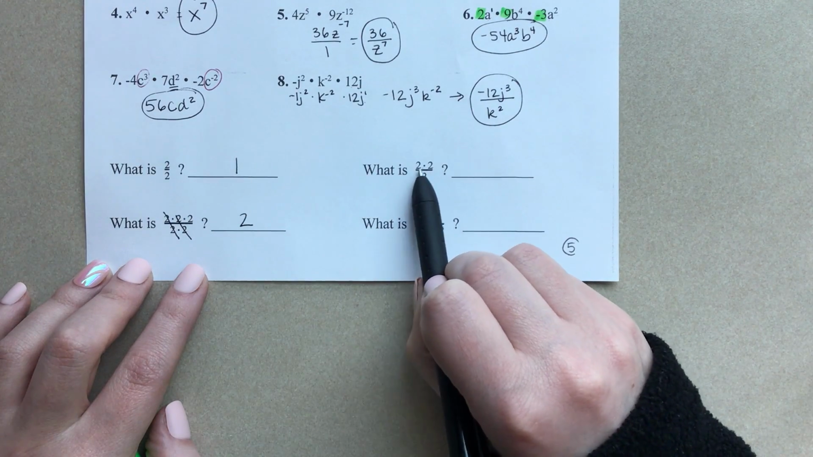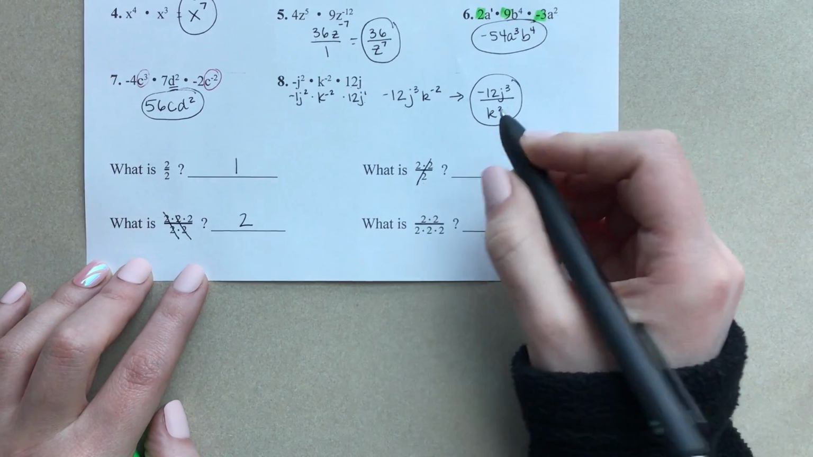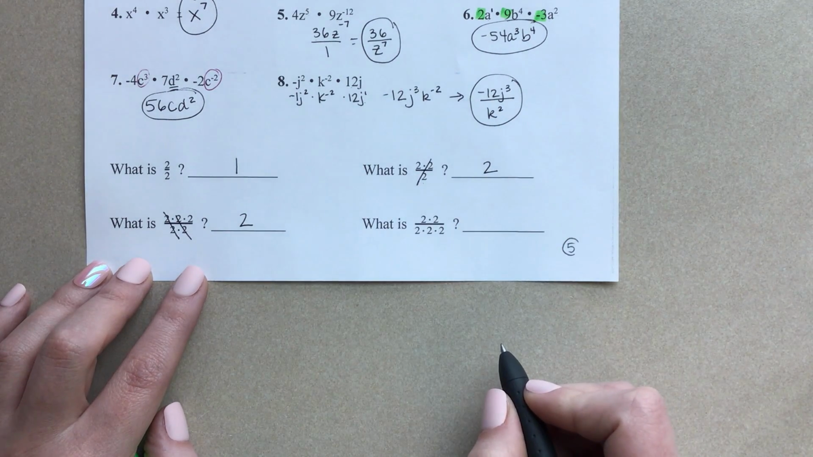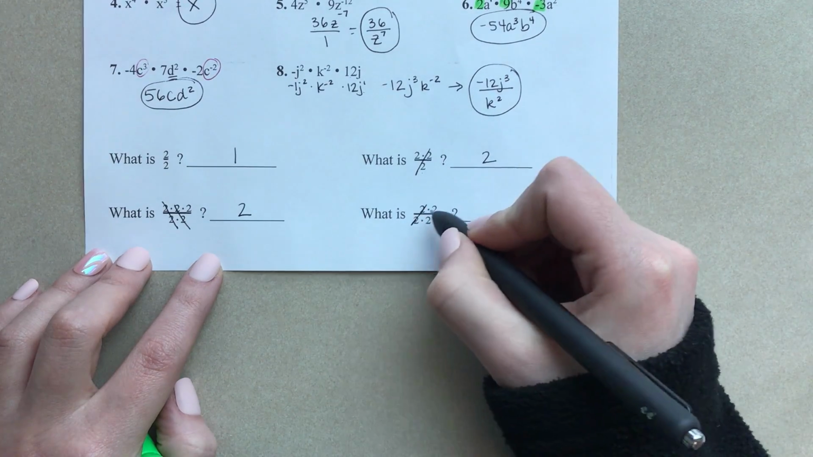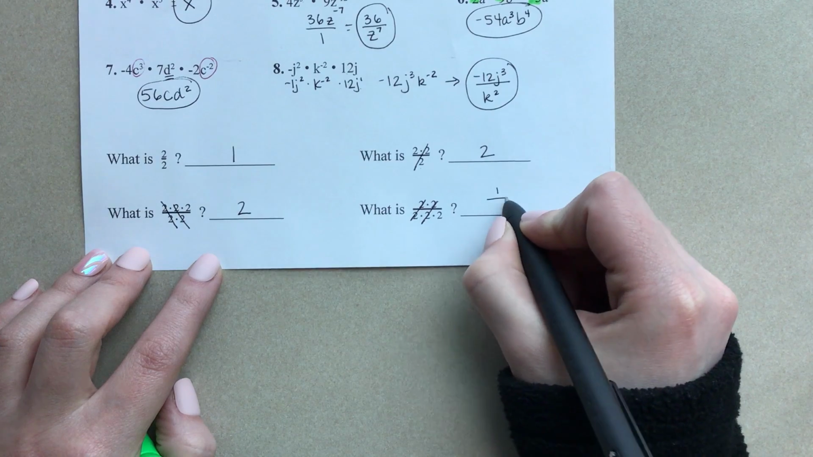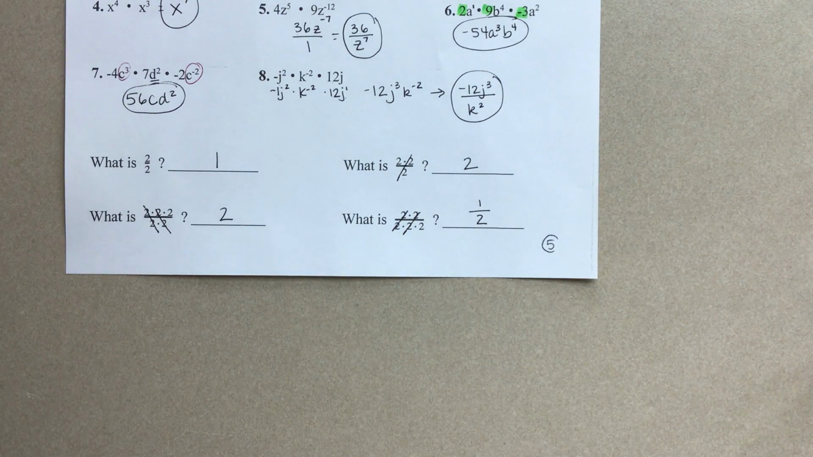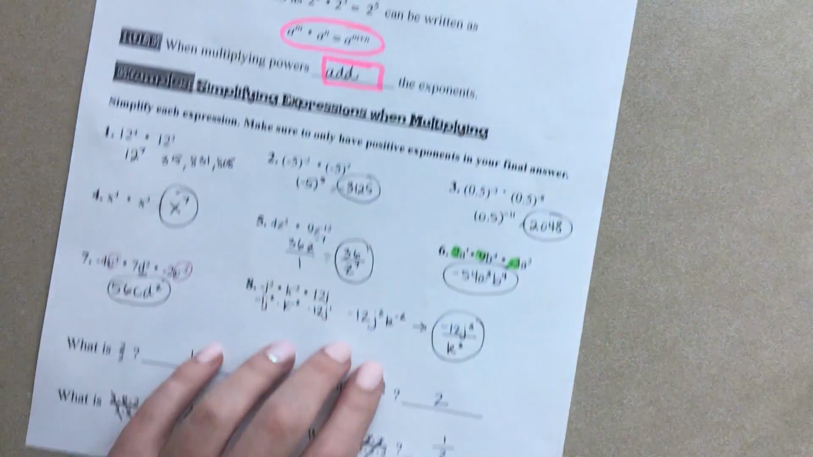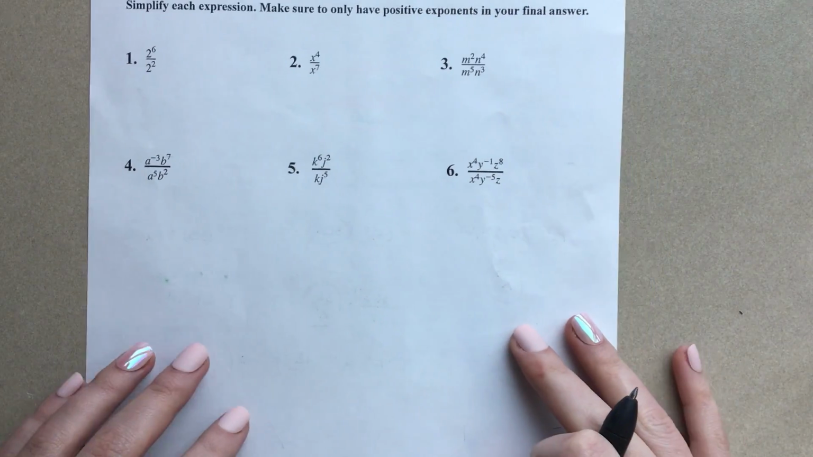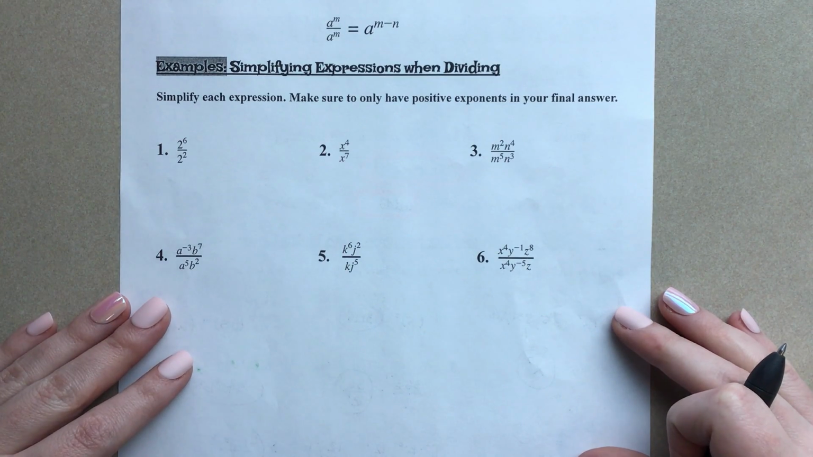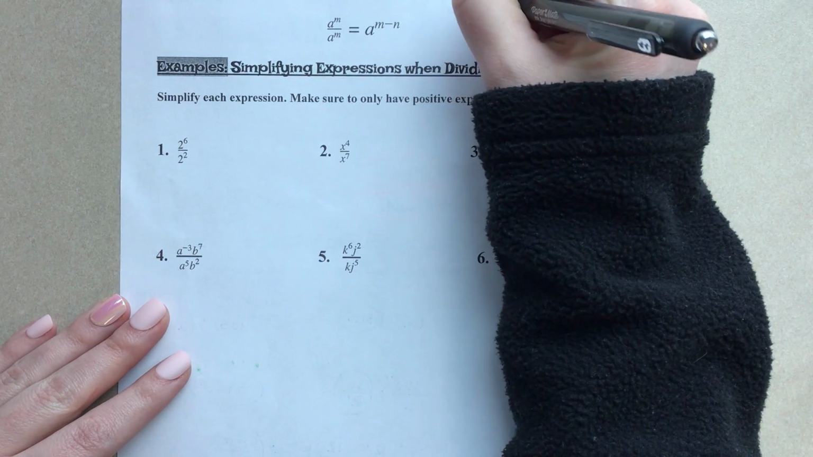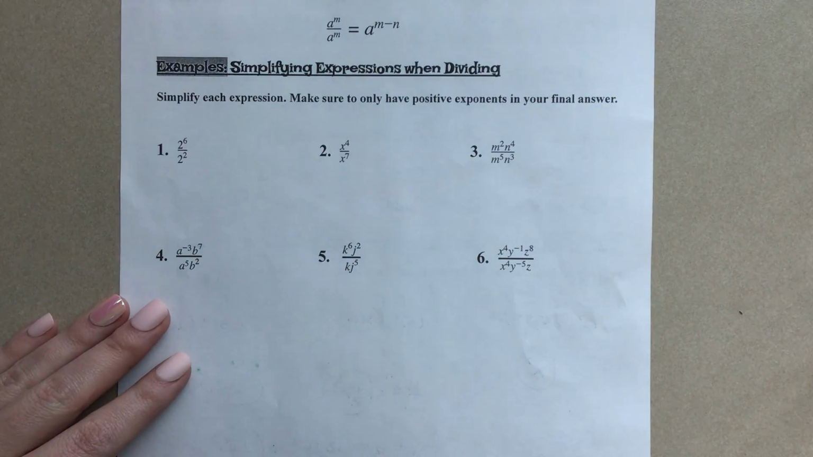Or if I have 2 2's on top and 1 2 on the bottom, 1 cancels and I'm still left with 1 2 remaining. Or if it's backwards, these still cancel, but I have a 1 over 2. What's happening here is if we were to consider these as exponents, we're actually subtracting exponents. So flipping our note page over, it says, when dividing powers with the same base, subtract the exponents.